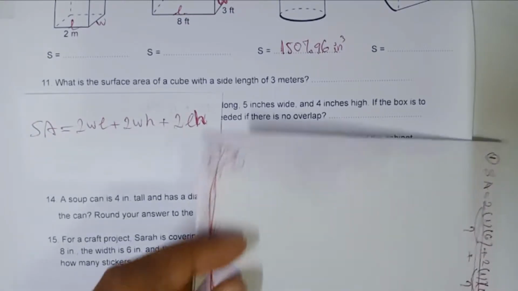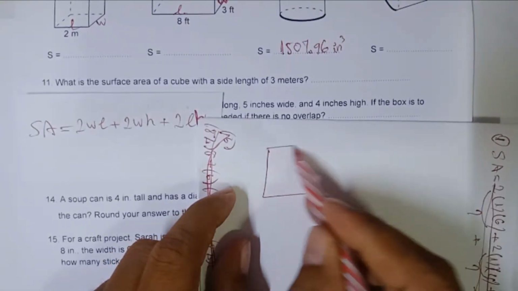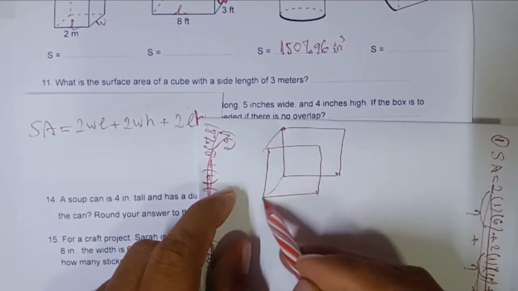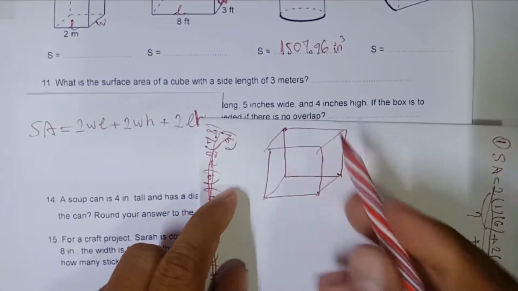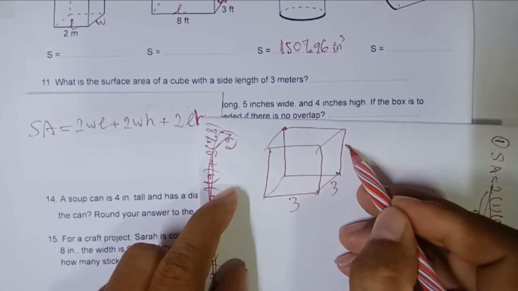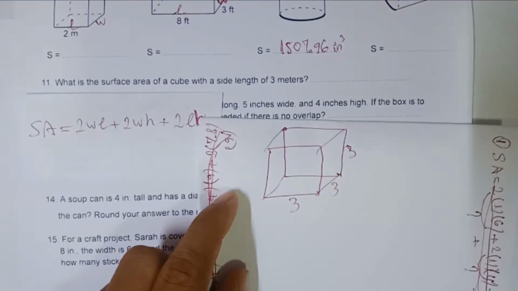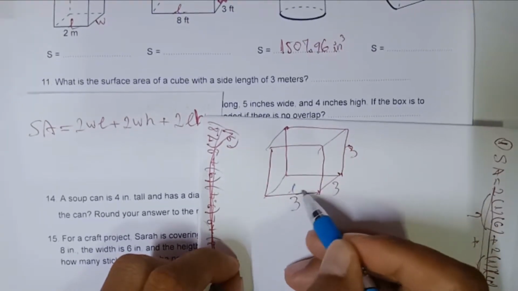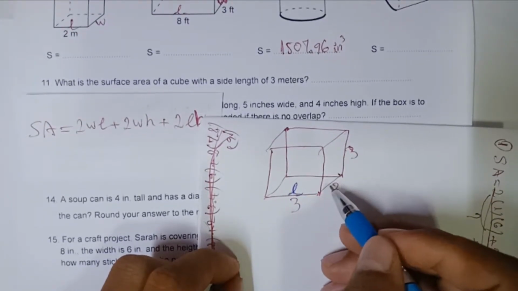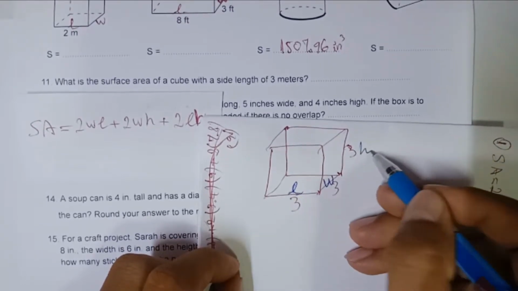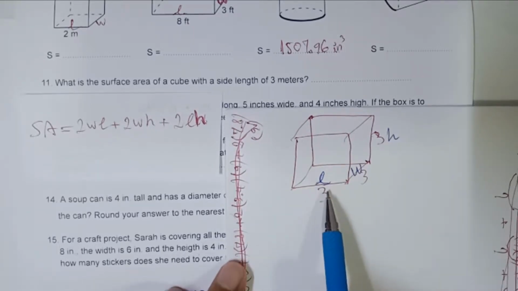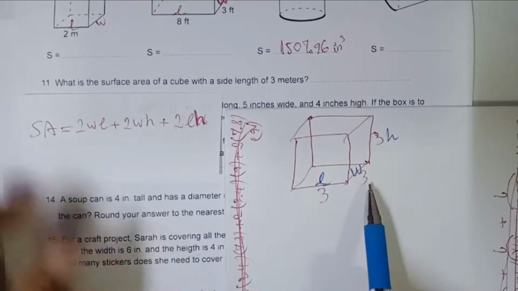So let me draw a cube for you first. Cube, all sides congruent. Okay, this represents a cube, and the side length is 3, so you have 3, 3, and 3 that represent the cube. Do not get lost with that. You can do the same process like you did in rectangular prism. This one represents L, this represents W, this represents H. Now you have the L, W, and the H.